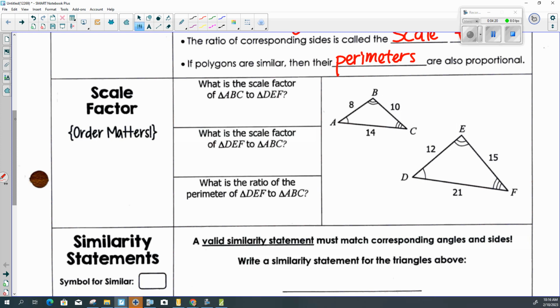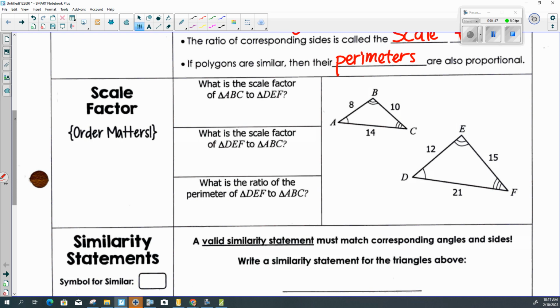When it says the order matters, let me explain. If I have a shape, and let's say the side is 1, and then I go to this shape and the side is 4, what's the scale factor? 4. What about if I go the other direction? What's the scale factor? 1/4. So if I say the scale factor this way and you say 1/4, that is wrong because the order matters.